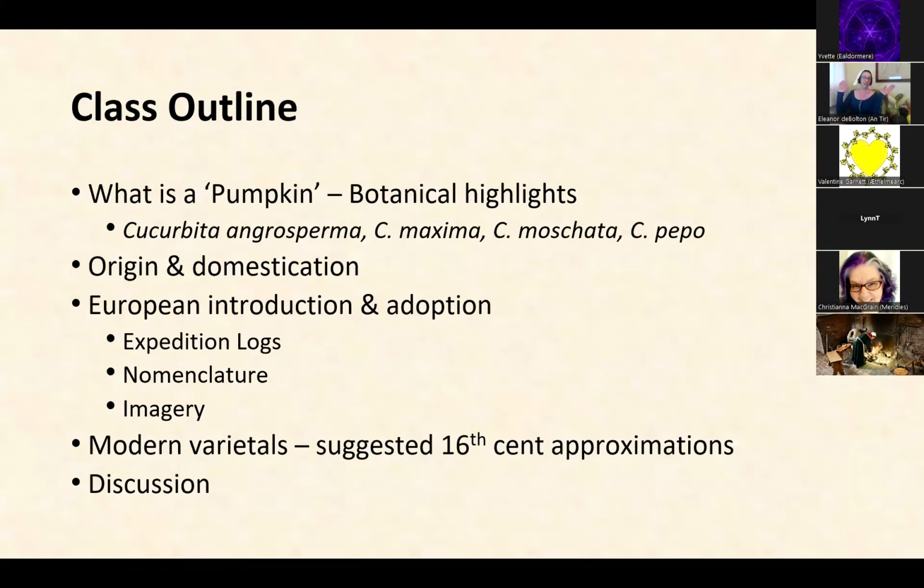So what I'm hoping to cover is pretty much just what is a pumpkin from a botanical perspective. We're going to be focusing mostly on three main types, the maxima, the moschata, and the pepo. And we'll get into what exactly those are a little bit later.